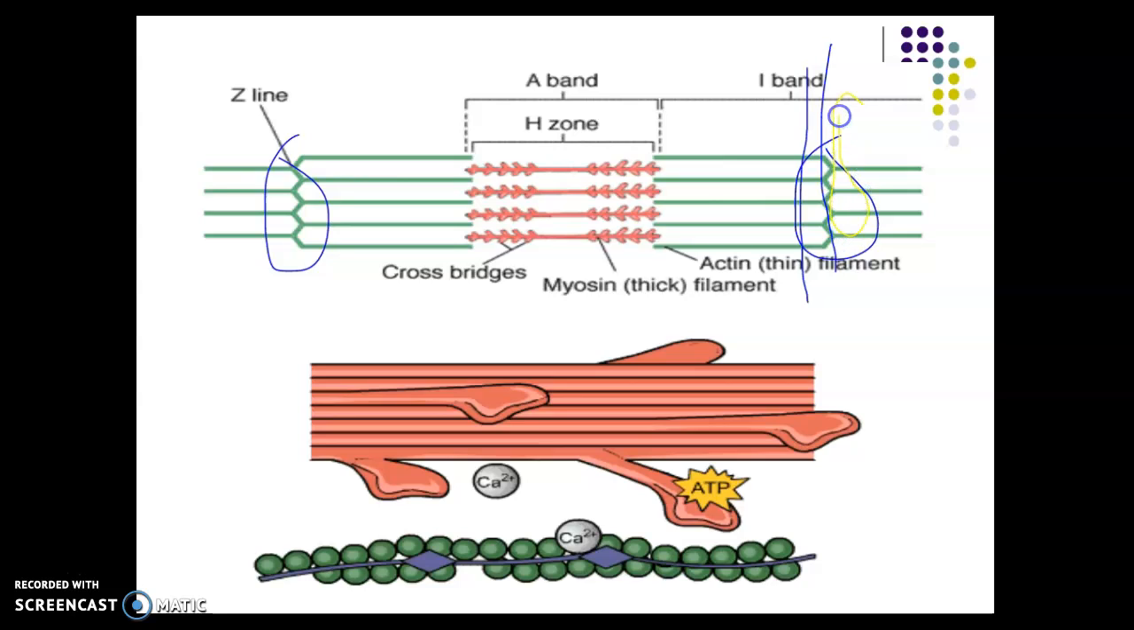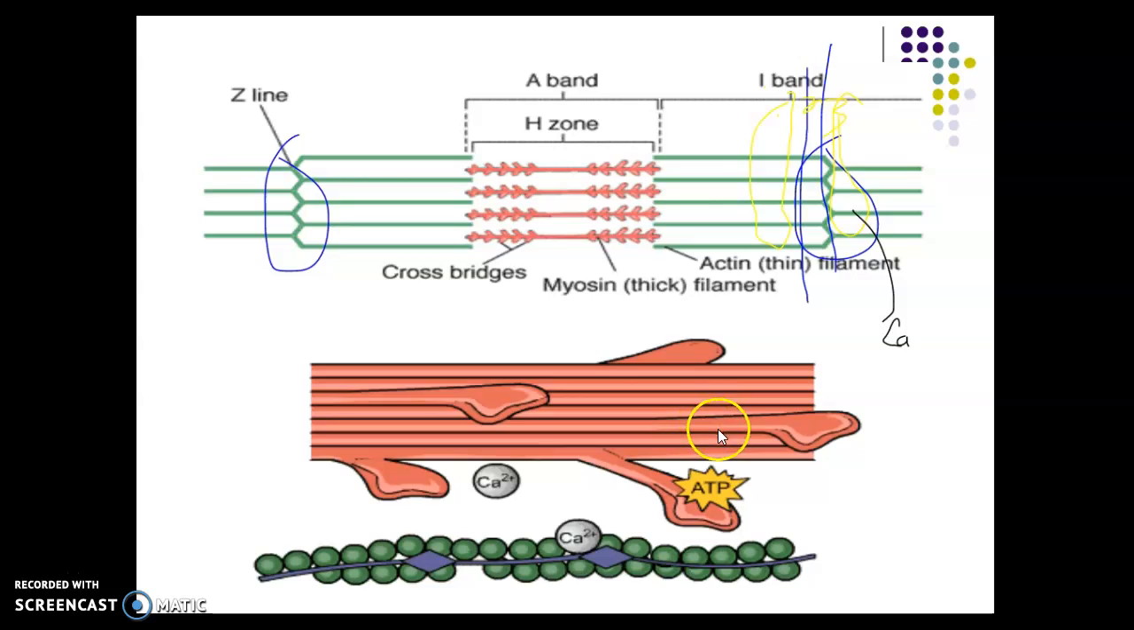Every Z disc has one of these structures associated with it. There's 1, 2, 3 components, which is a triad. So it's 1 T-tubule and 2 what we call terminal cisternae of the sarcoplasmic reticulum. And so the T-tubule brings in that electrical current, which causes voltage-gated calcium channels to open in the sarcoplasmic reticulum. And now calcium, so I'm going to draw Ca, can bind on to actin.